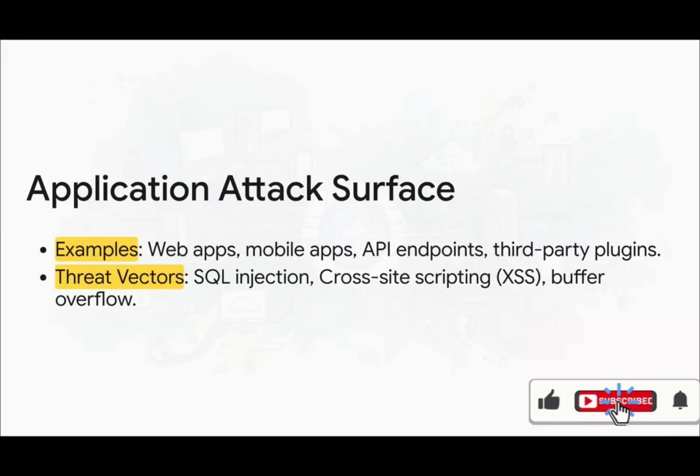So think of all the apps on your phone or computer as the custom-built gadgets you have around the house. They're incredibly useful, right? But if they have any design flaws, like a poorly made lock, an attacker can exploit those bugs. They use these clever tricks like SQL injection or cross-site scripting to wiggle their way in and take control.